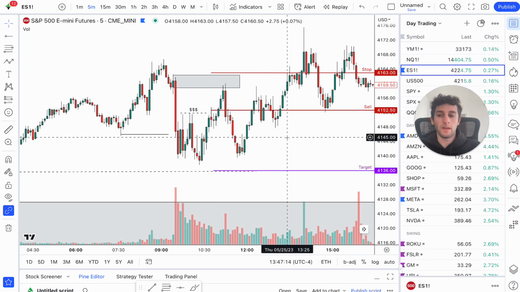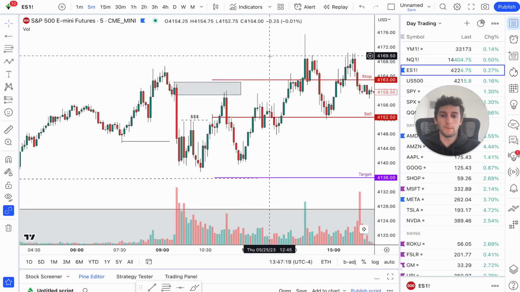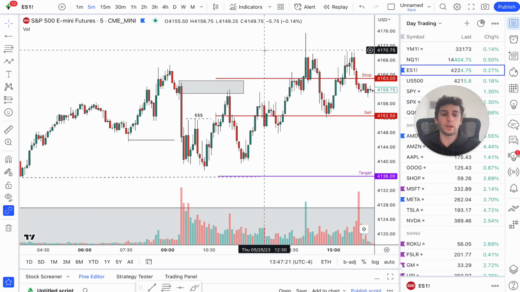Simple. Now, this trade, obviously, as you can tell, you would have got stopped out, wouldn't have worked out. So how could we have managed this trade properly?